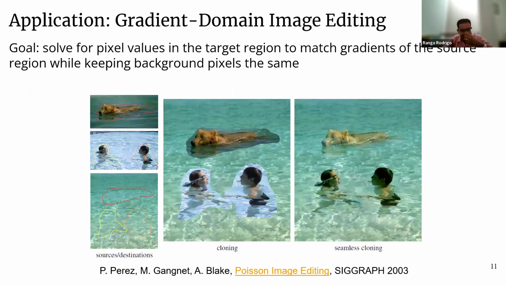Okay, so you can do fun things with this gradient. You can look at the results of this paper by clicking that. SIGGRAPH is a very important conference, special interest group in graphics.